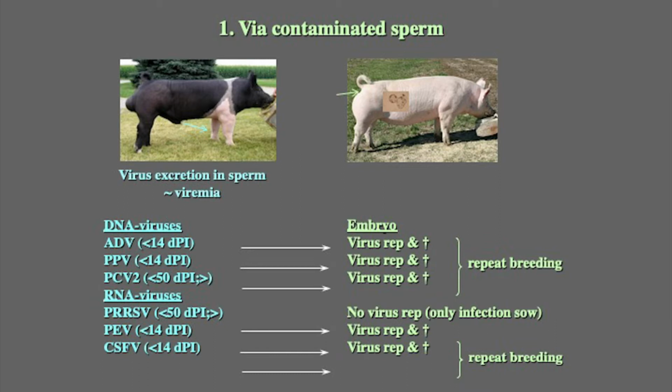When the virus gets into the sow, then it can, as you can see here, have an impact on the embryo. For instance, Aujeszky's, Parvo, and PCV2 virus: replication and death of the embryo at an early stage, causing, of course, repeat breeding because you get resorption. RNA viruses, PRRS, entero, classical swine fever: for PRRS, and that's important, no virus replication.